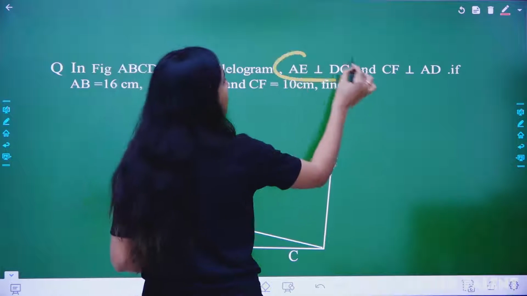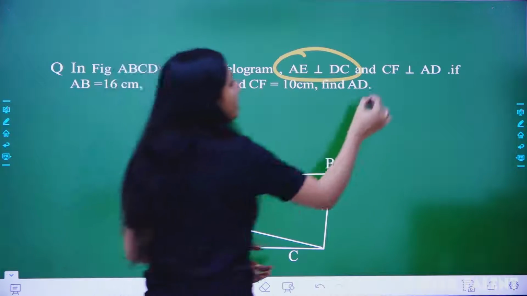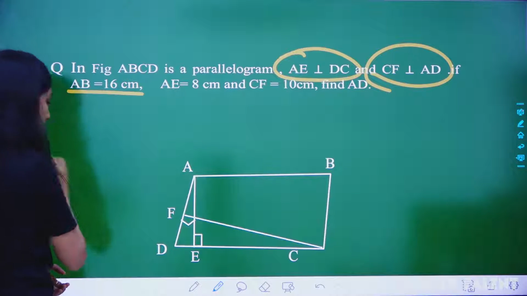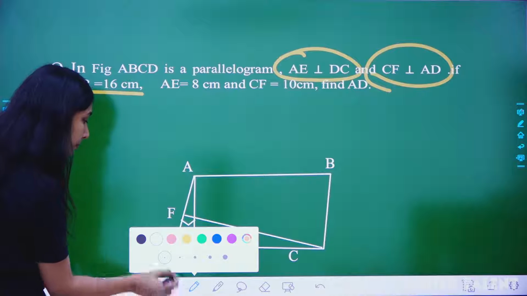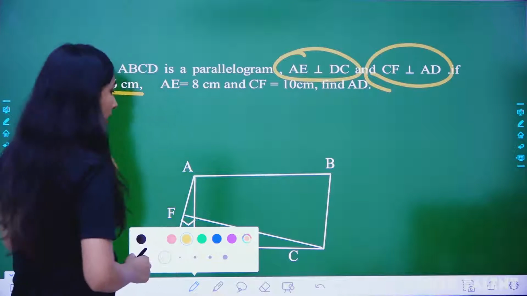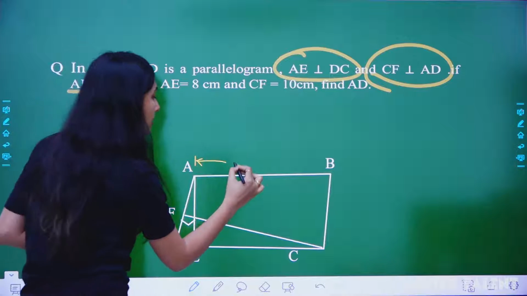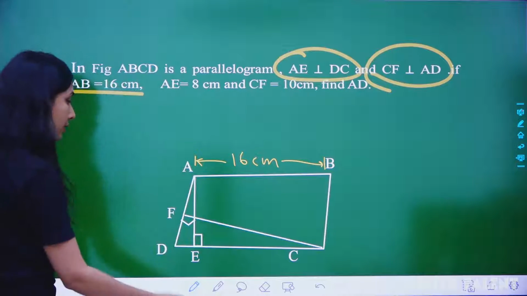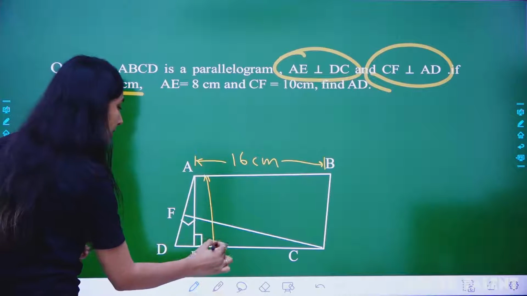Okay, so AE is perpendicular to DC and CF is perpendicular to AD. If AB is given, we have it with some digits and units here. AB is equal to 16 centimeters. This is going to be a very quick solution. And AE is equal to 8 centimeters.